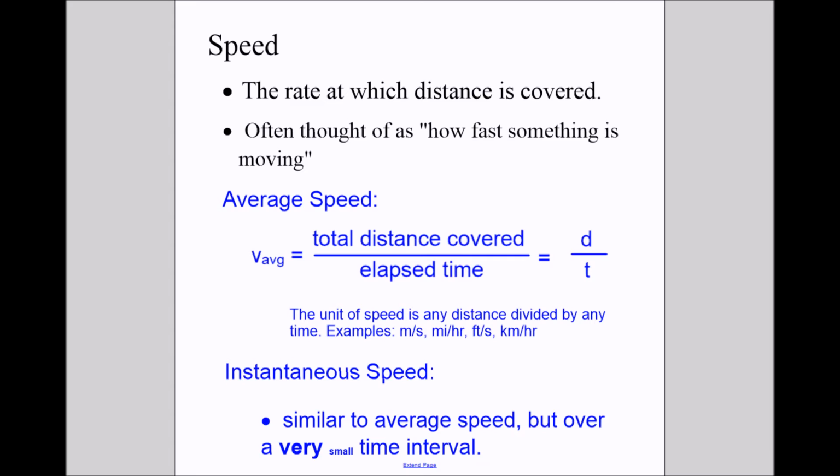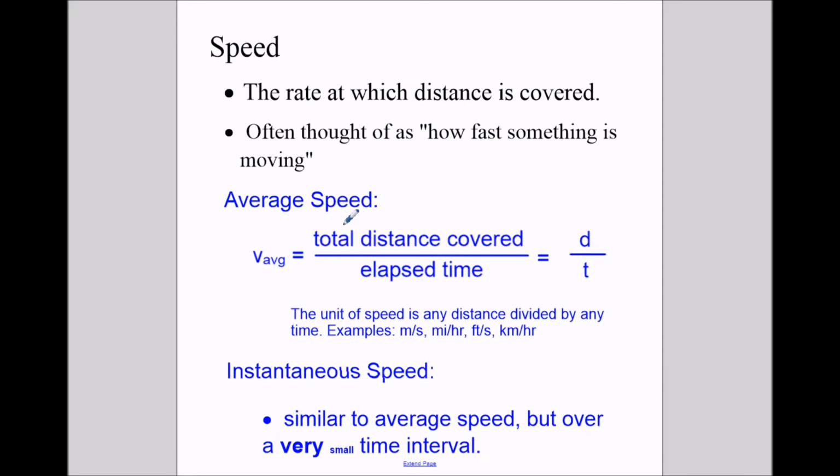Speed really can also be thought of in two ways. You could think about the average speed of something over a long distance, or you could think about the instantaneous speed of something at any moment in time. Really, they're the exact same concept. It's just how much time has elapsed when you talk about it. The unit of speed will be really any distance divided by any time. In physics, we often talk about miles per hour or meters per second, sometimes feet per second, sometimes kilometers per hour.